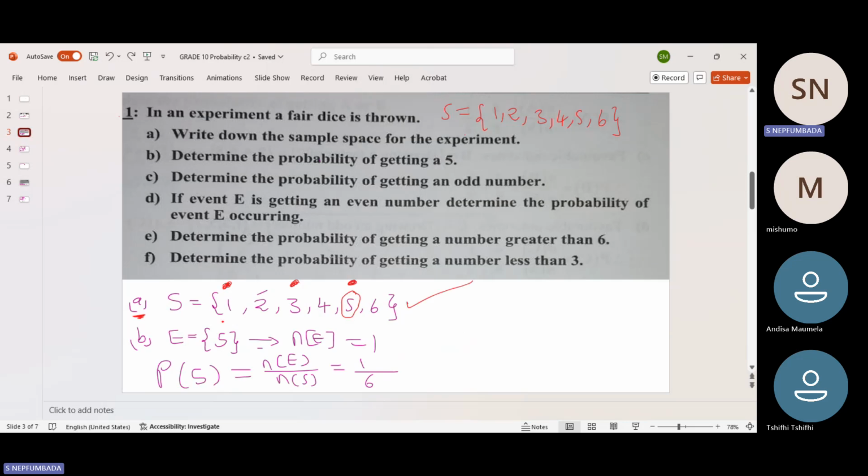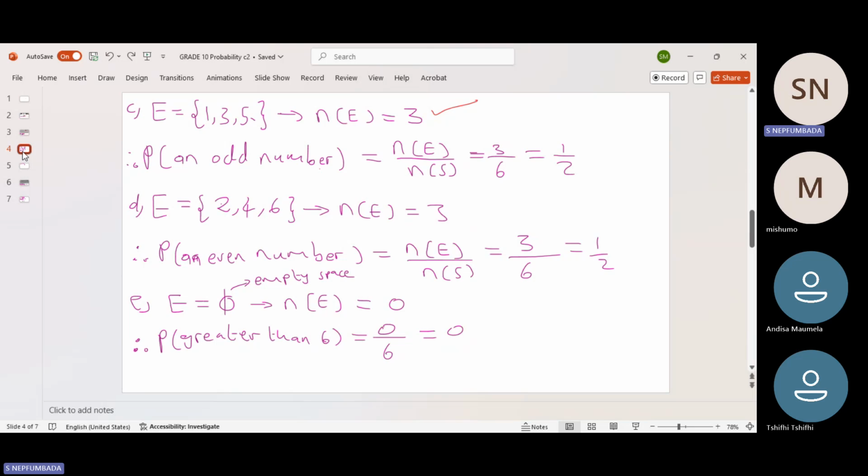On our sample space here, do we have a number which is greater than 6? No. We don't have any number which is greater than 6. Then it means the event of getting a number greater than 6 is equal to empty, which is 0. So it is 0 out of 6, which gives us 0.